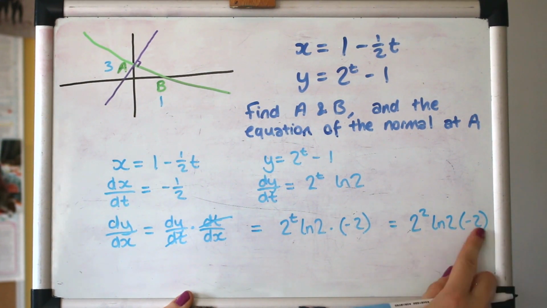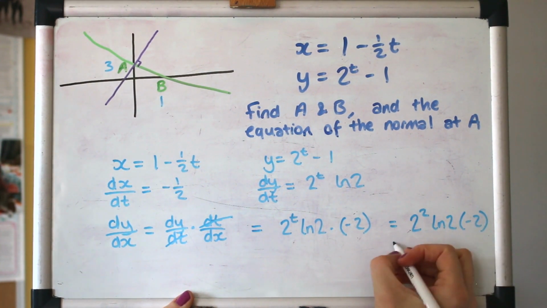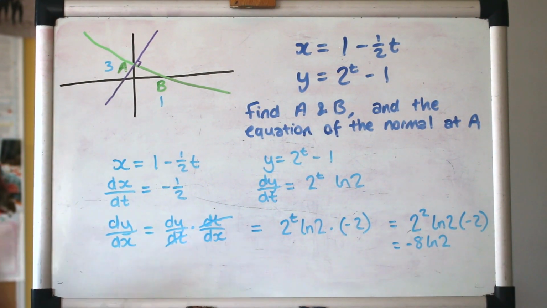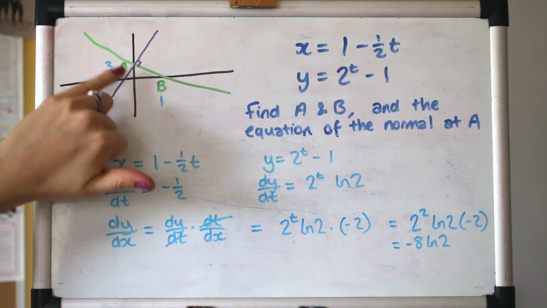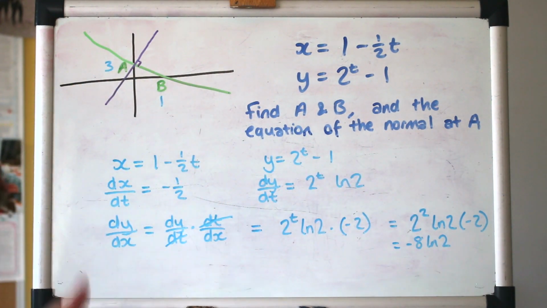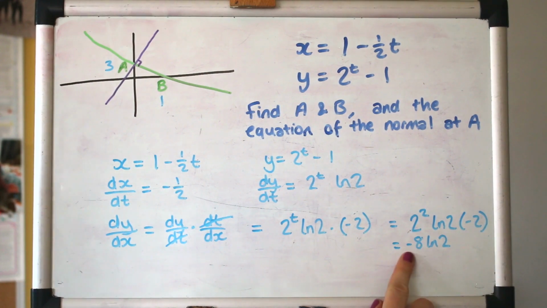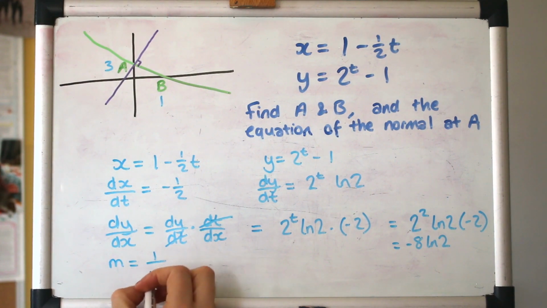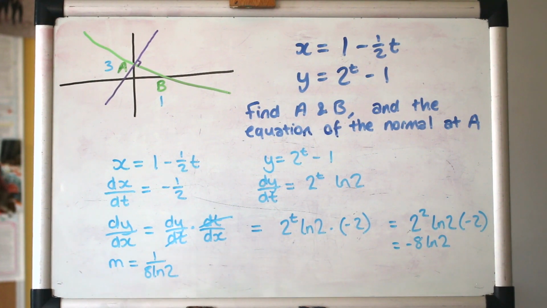And so we'll get 4 times 2 is 8, minus 8 log of 2. So that's the gradient of the curve at point A. We want the gradient of the normal, so we want the perpendicular gradient to that. So we need to flip it, get the reciprocal, and change the sign. So it's going to become positive, and we're going to take 1 over that. So the gradient, I'll call it m, will be 1 over 8 log of 2 for the normal.